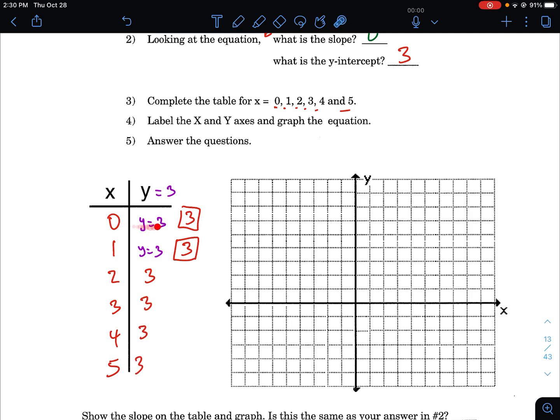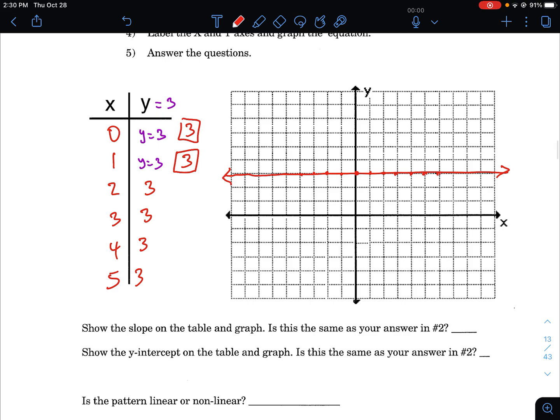Let's plot these points. 0, 3; 1, 3; 2, 3; 3, 3; 4, 3; 5, 3. And it also goes backwards as well. So you're going to draw a line straight across.